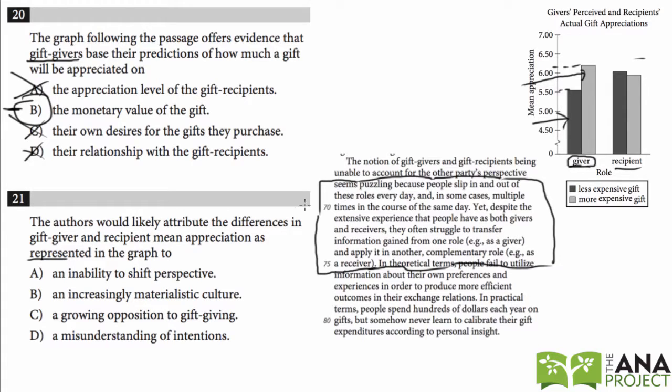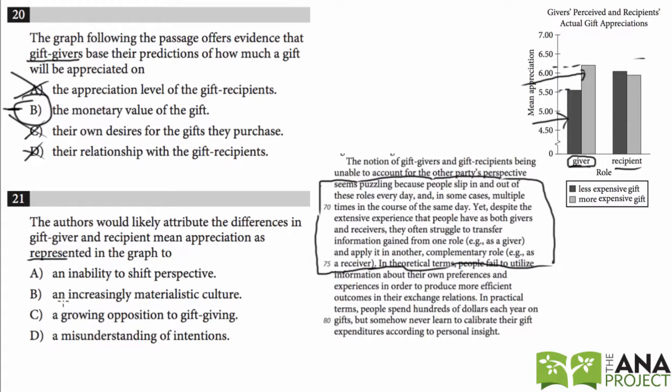So I think that's the answer. The authors would most likely attribute the differences in gift giving and reciprocation, as represented in the graph, to the fact that they often struggle to transfer, so that inability to shift their perspectives from gift receiving to gift giving. An inability to shift perspective would make sense.